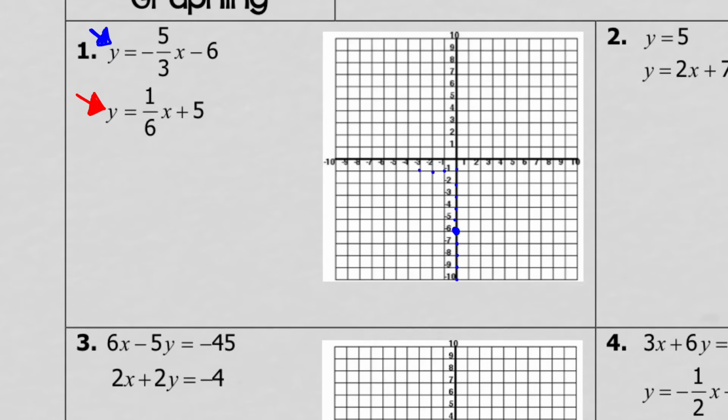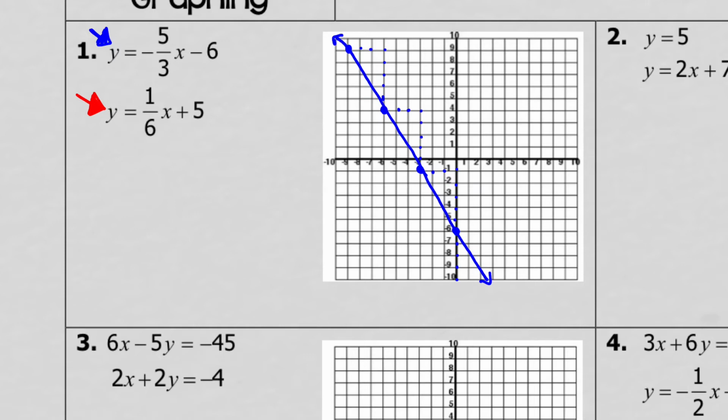1, 2, 3. So we're going to go up 1, 2, 3, 4, 5. 1, 2, 3. Then we're going to connect our points. I'm going to do one more because I think my graph can hold it. And it is okay if your line is not perfect. I did not give you a ruler. So, first line should look kind of like that.